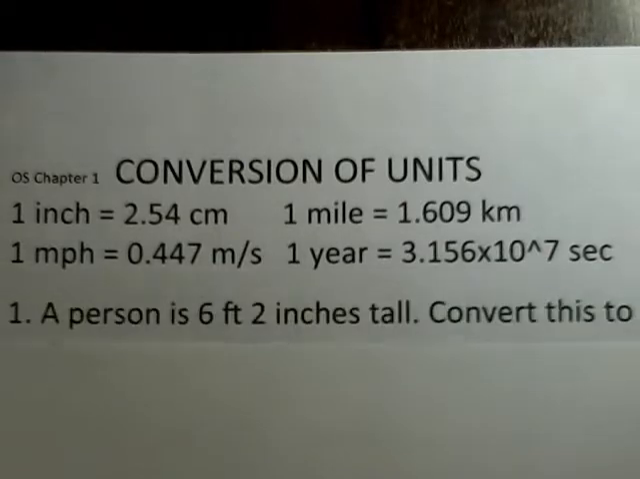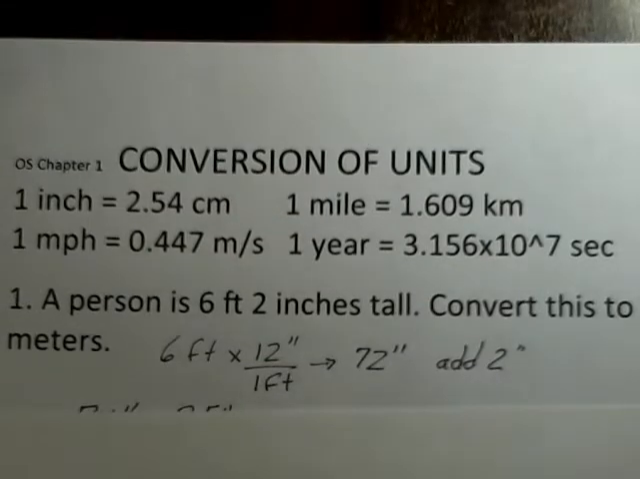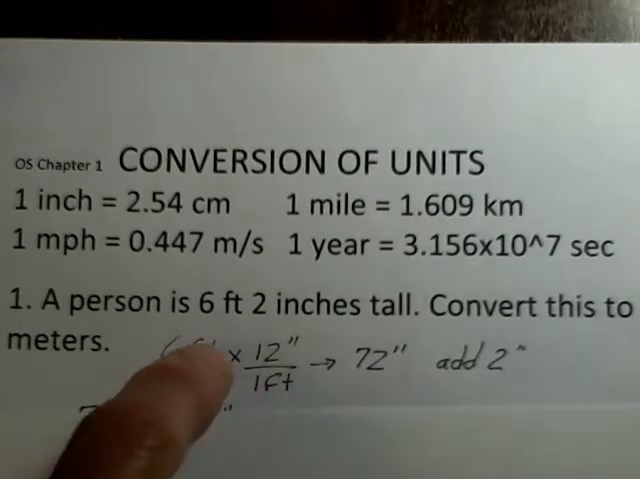So the first example here, suppose we have a person who's 6 feet 2 inches tall, and we want to know what this height is measured in meters. So first I would convert the 6 feet into inches. 6 feet is converted by multiplying by 12 inches divided by 1 foot. That is an equality. 1 foot is 12 inches, so I can multiply by 1. This is 1 in the form of 12 inches divided by 1 foot. And the feet units cancel.